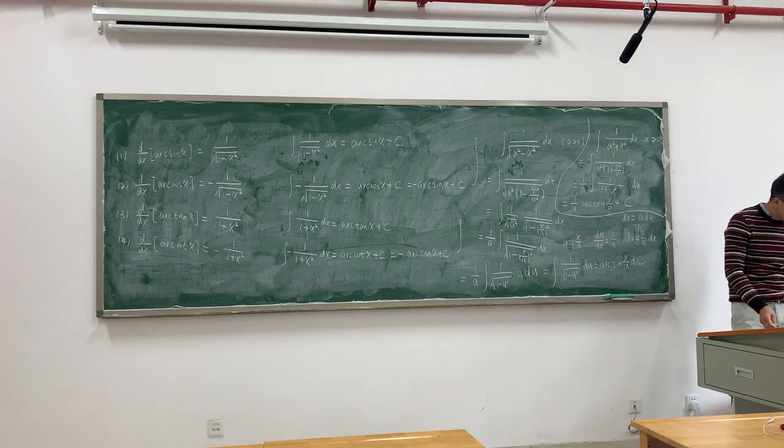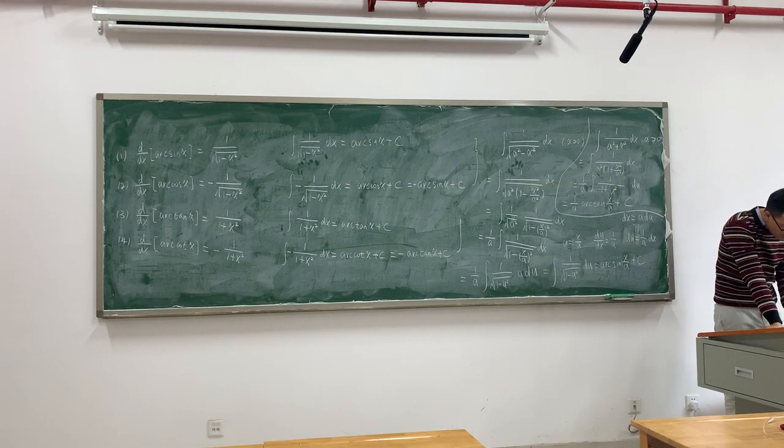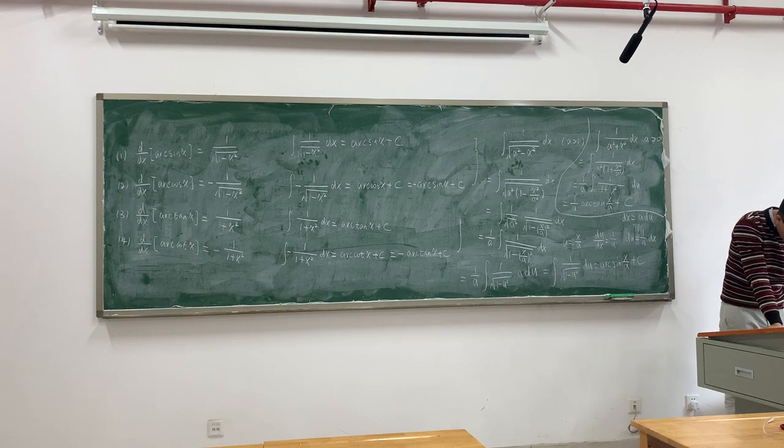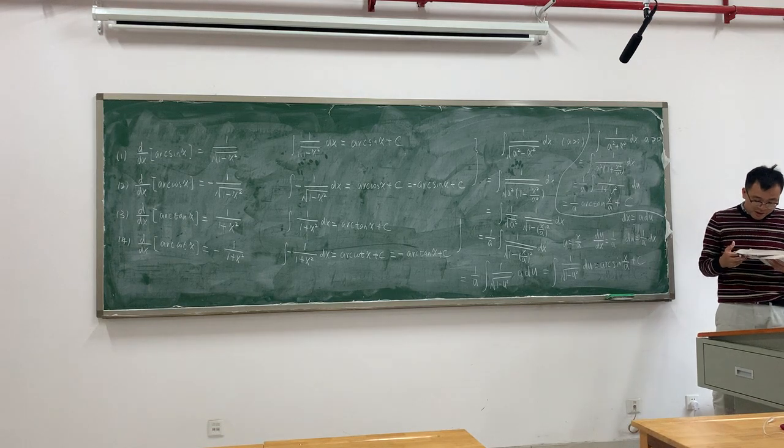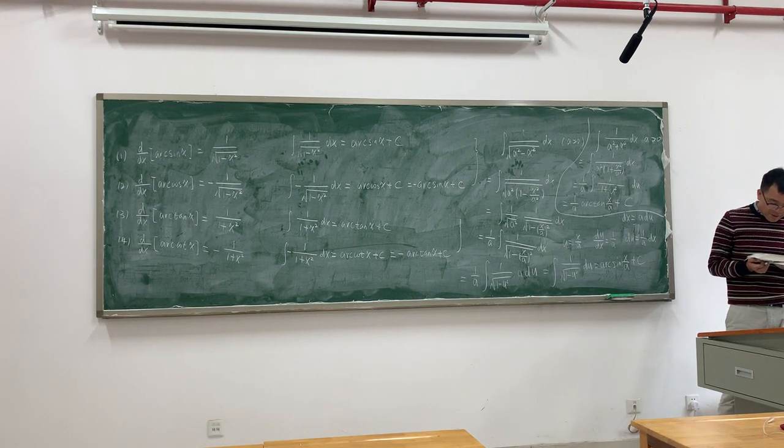So now for this part, we can see page 283. Let's see page 283, example 13: the antiderivative of 1 by a squared plus x squared.